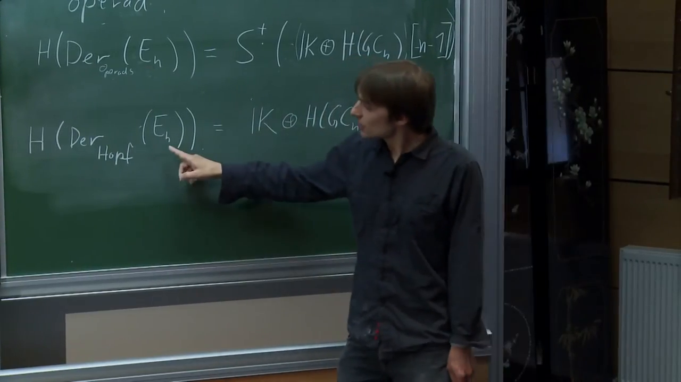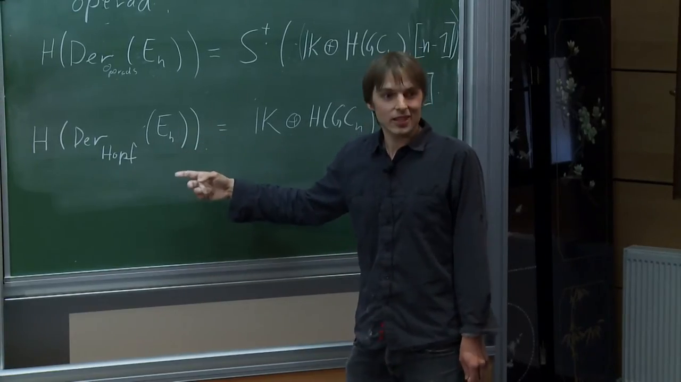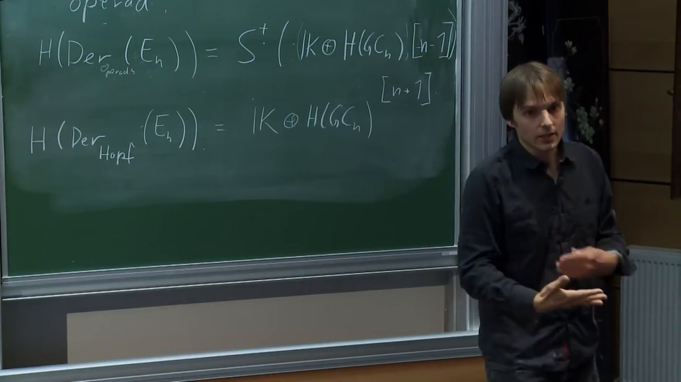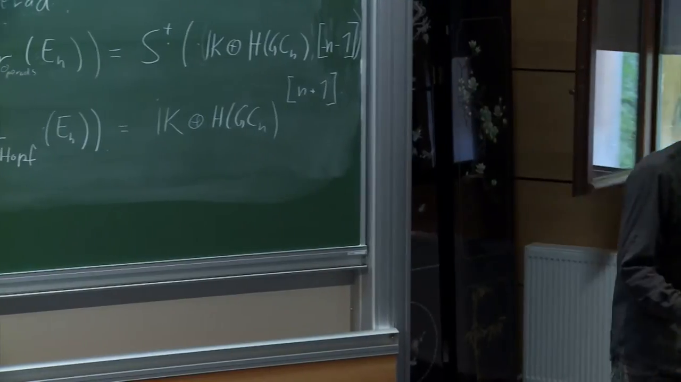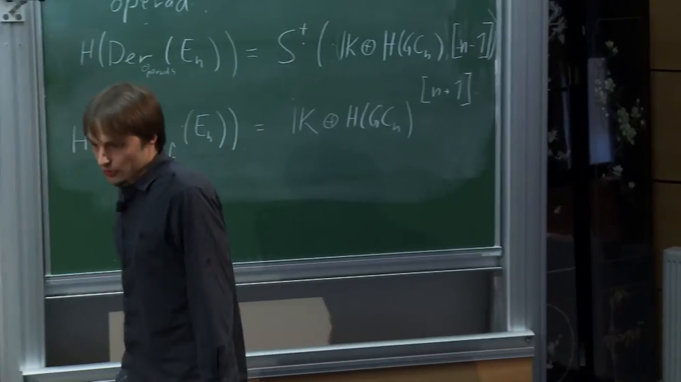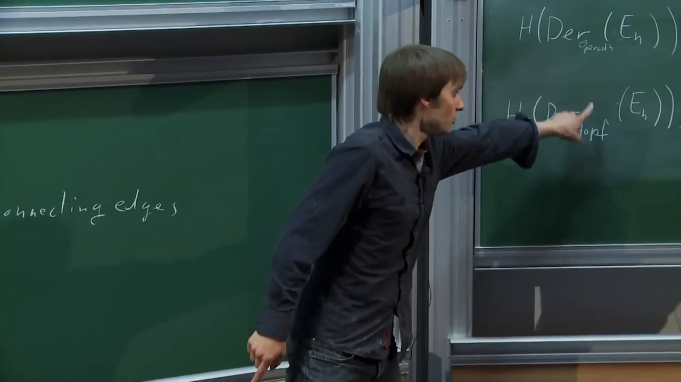But from the topology, because it's a topological operad, you get a little bit extra: you get a coproduct on each arity, and if you also consider this, then your space of derivations changes slightly. So from the point of view of rational homotopy theory, this is a better object. But this is more complicated to compute.